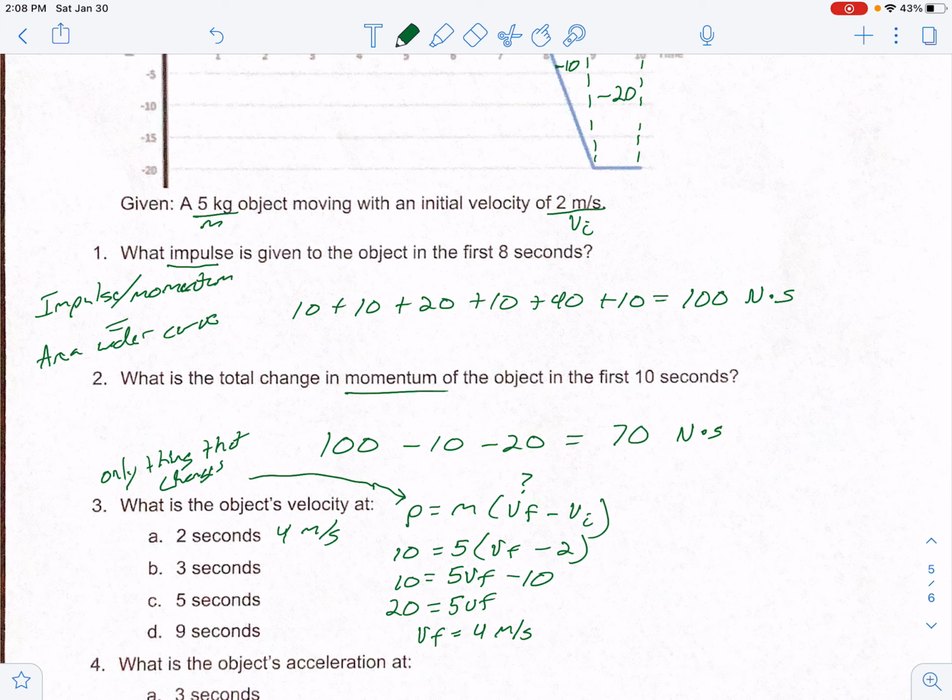Okay, P is the only thing that changes in this equation. So we can do this 4 times, and the only thing that's going to change is P. M is going to stay the same. It's still a 5 kilogram mass, and VI is always going to be 2. So let's do B just to show you.